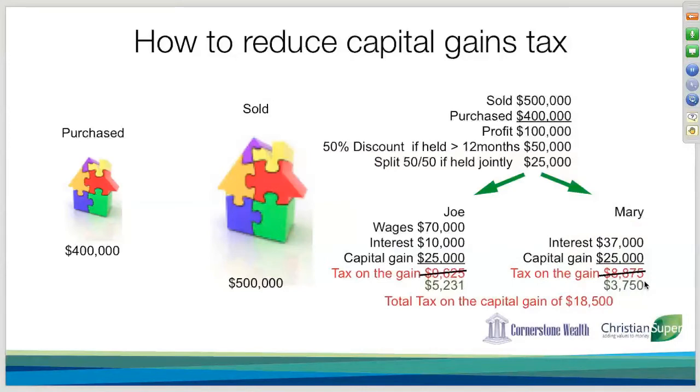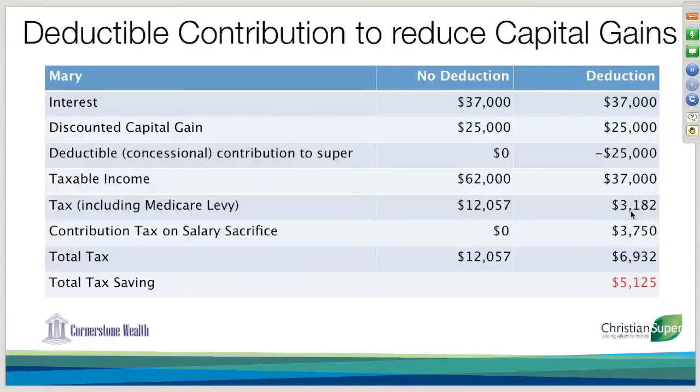What she can do is take her $25,000 discounted gain and put $25,000 into a super fund. It reduces her taxable income back to $37,000. She'll pay tax of $3,182. She'll pay 15% of the $25,000 in contributions tax, but still she's going to pay just under $7,000 rather than $12,000, saving over $5,000 in tax.